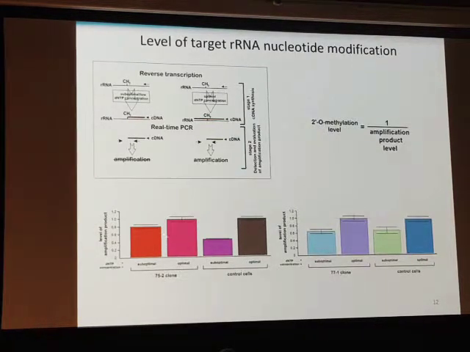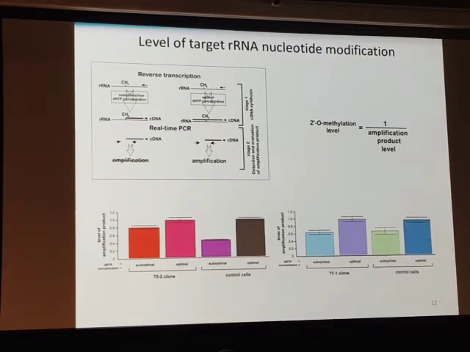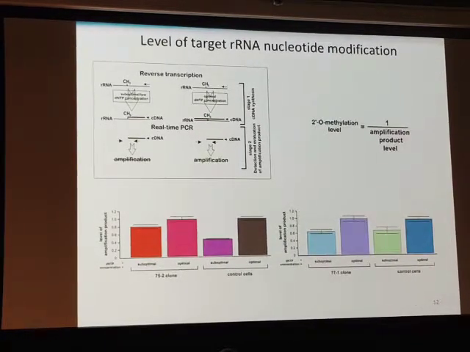If we take a look at our clones, what we need to do is to perform the reaction at two different concentrations, optimal and suboptimal, and then compare this reaction for our clone and control cells. What we see here is an increased level of amplification product for our clone, which is indicative of a decreased level of methylation of our target nucleotide in the case of clone 75-2. And as for clone 77-1, no changes are observed.